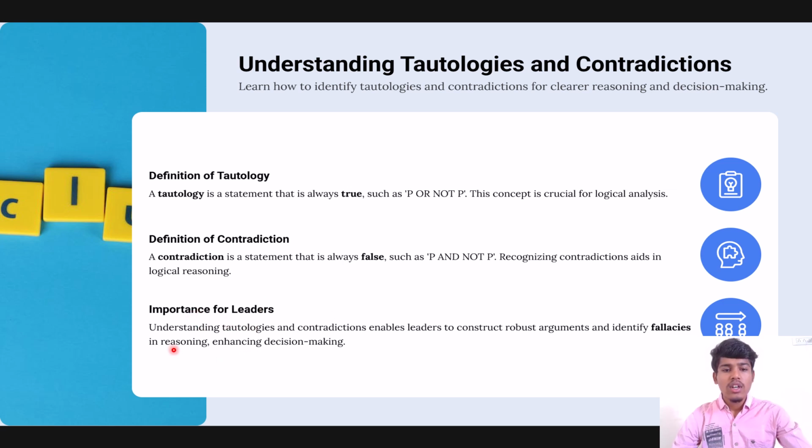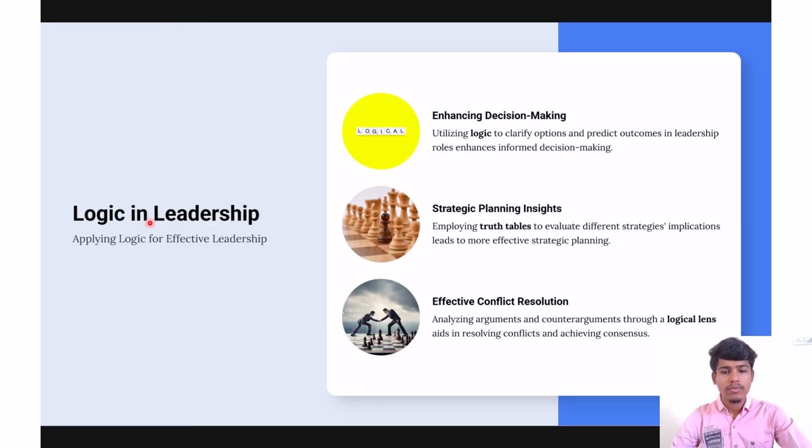Importance for leaders: understanding tautologies and contradictions enables leaders to construct robust arguments and identify fallacies in reasoning, enhancing decision making. Logic in leadership: applying logic for effective leadership. Enhancing decision making: utilizing logic to clarify options and predict outcomes in leadership roles.